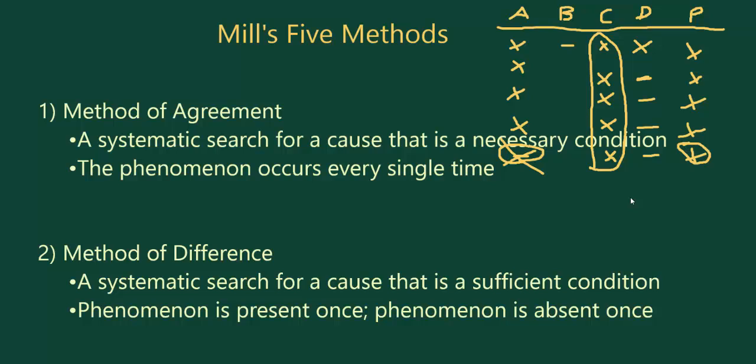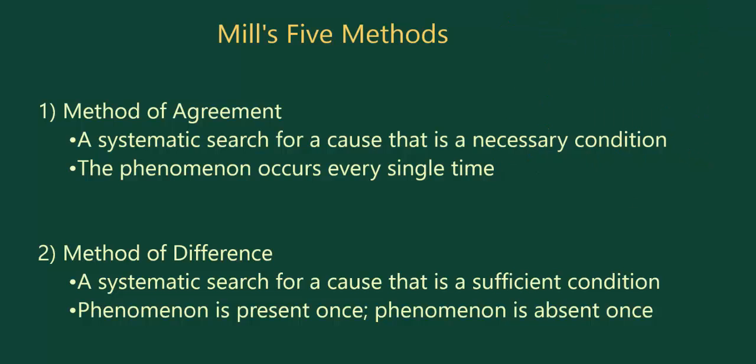All right, so let's look at the method of difference. The method of difference is a systematic search for a cause that is a sufficient condition. So what we're trying to do is identify a condition that seems to guarantee the phenomenon. In the method of difference, we're only going to see 2 cases instead of the several cases that we saw before.